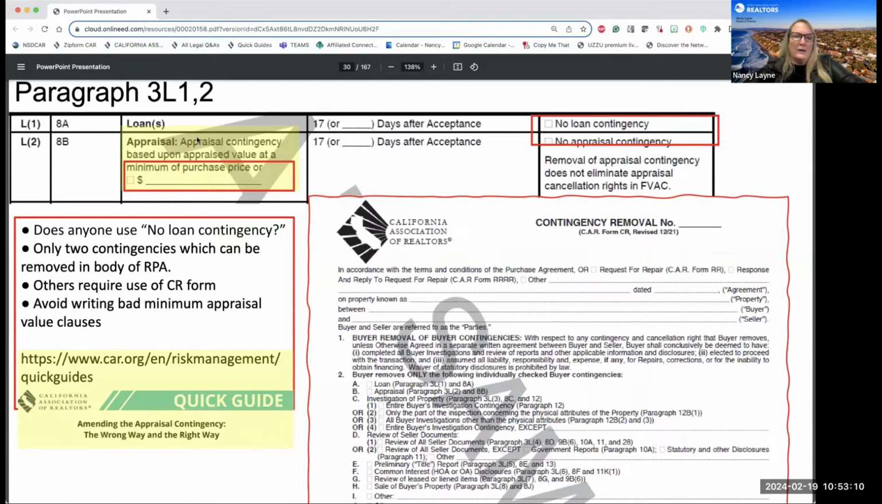You would write in here, the offer price is $950. You're going to write $940 in here. So the appraisal contingency is a minimum of the purchase price or $940. So if it is $940, you're going to pay that $10,000. The price is still $950, but you're going to pay that $10,000 gap. That gap amount is going to stay the same no matter what the purchase price is. So if you go up to $1.2 million, the gap is still going to be $10,000.